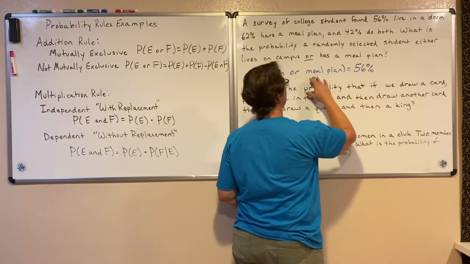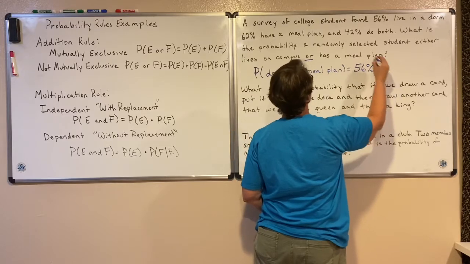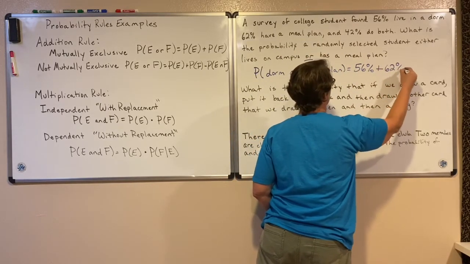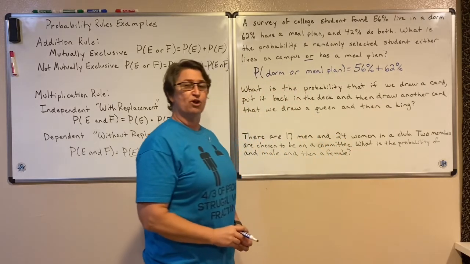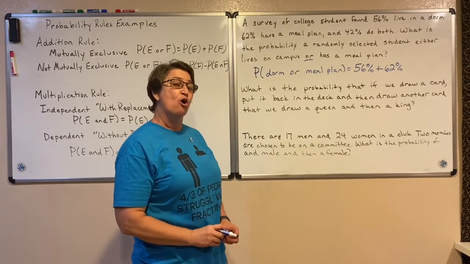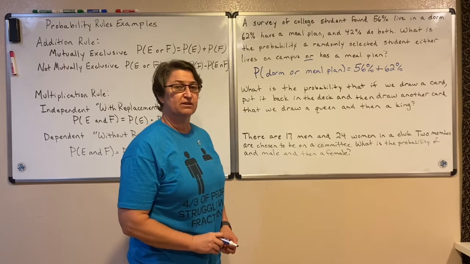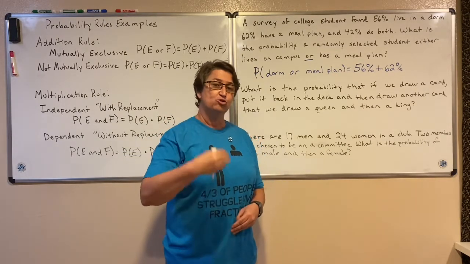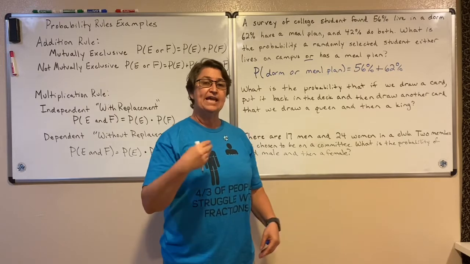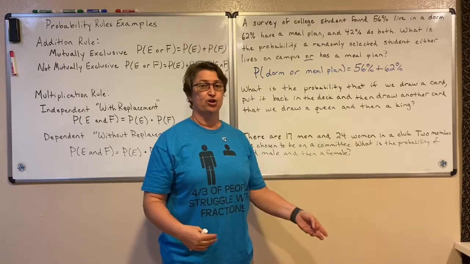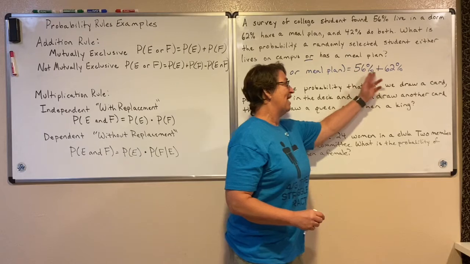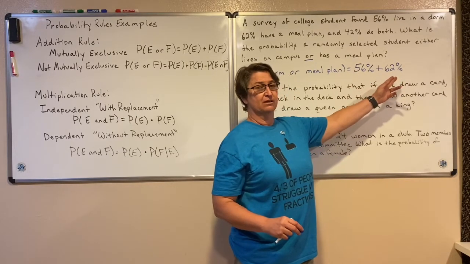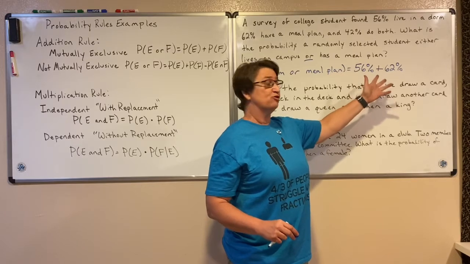The probability that they're on a meal plan is 62%. Notice that if I add those up right now, I'm going to be over 100%. And we know that our probability has to be between 0 and 1. It has to be between 0 and 100%. So I can't have a probability that ends up over 100%. So what do I have to do here?